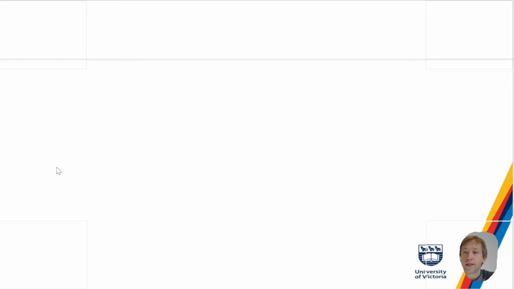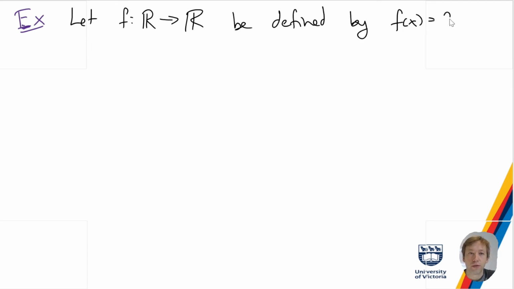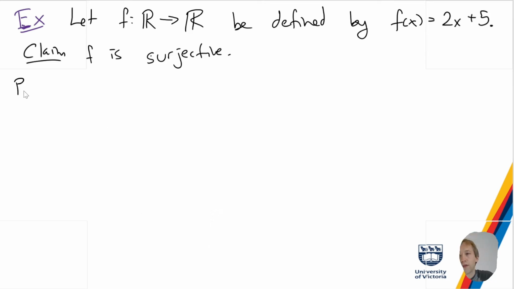So suppose I let f be a function from the reals to the reals defined by f of x equals 2x plus 5. I claim that this is surjective. To prove this, what we need to do is show that every element of the real numbers, which is the codomain of this function, can be written as f of something in the domain. Or in other words, we want to show that everything in the reals is in the range of f.